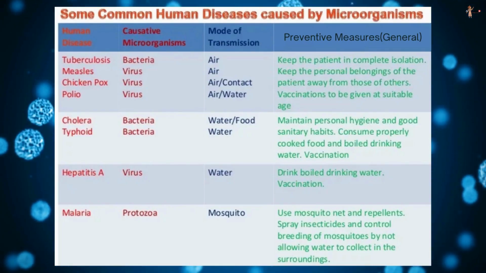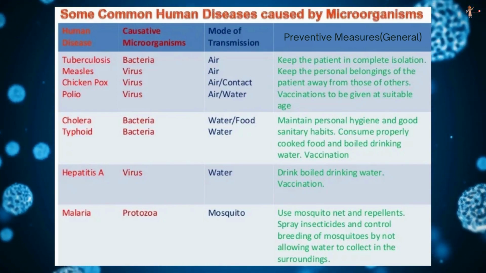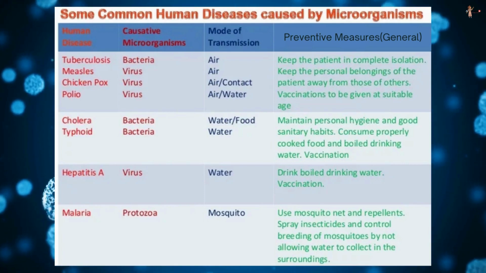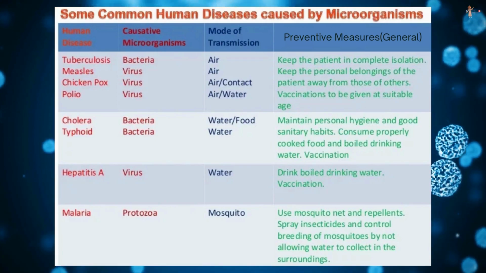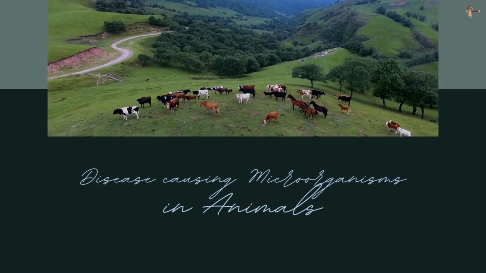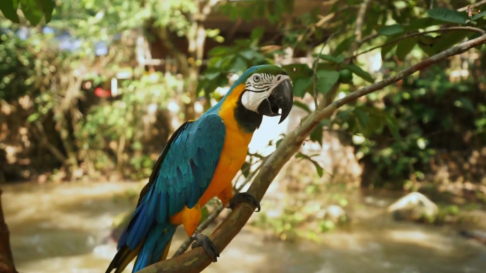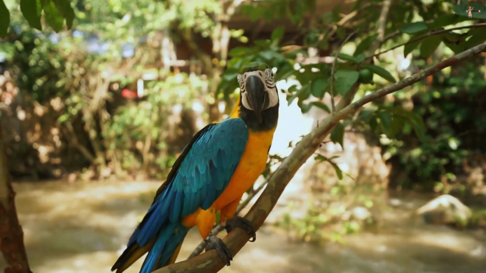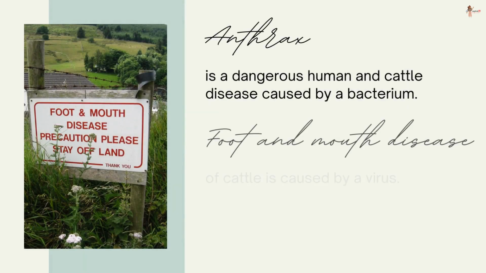These are some of the common diseases affecting humans, their mode of transmission, and a few general methods of prevention. You can go through these and keep in mind how to avoid these diseases. Now, let's see some of the disease causing microorganisms in animals. Several microorganisms not only cause diseases in humans and plants but also in other animals. For example, anthrax is a dangerous human and cattle disease caused by bacterium. Foot and mouth disease of cattle is caused by a virus.